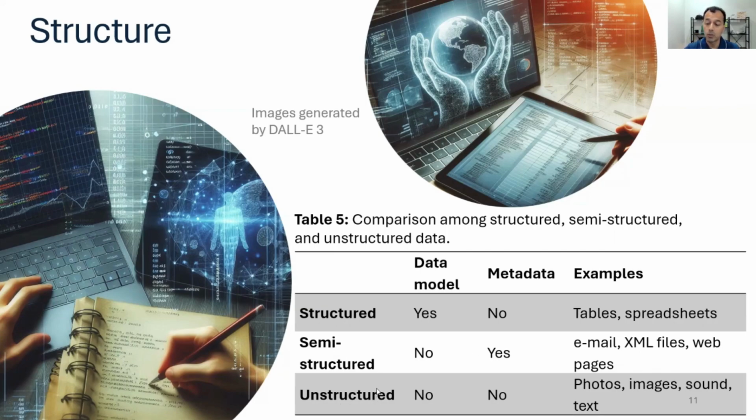And finally, when we talk about unstructured data, we are talking about data that does not have a data model and also does not have metadata. Examples: photos, images, sound, text.